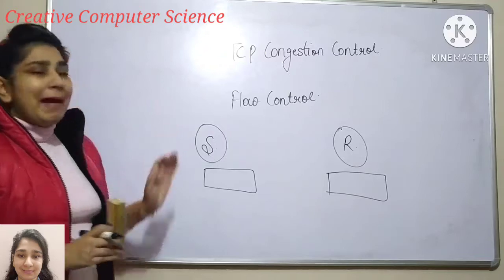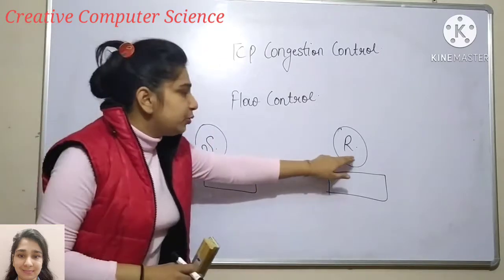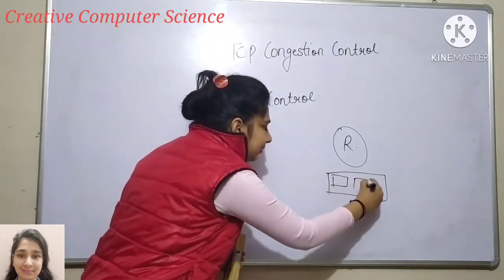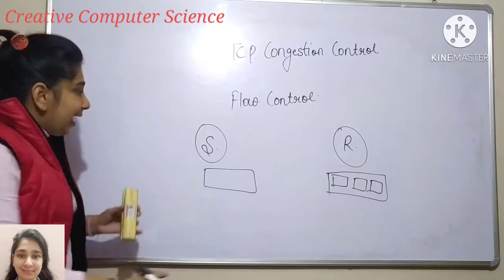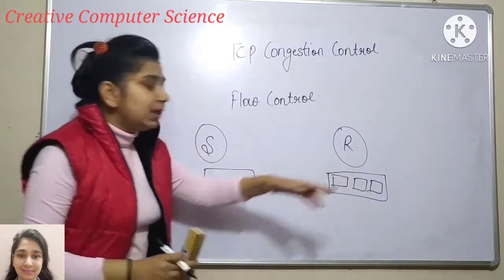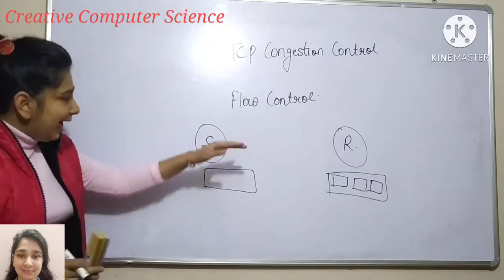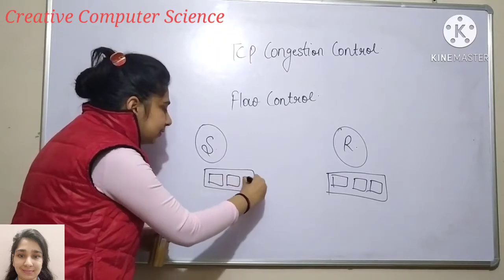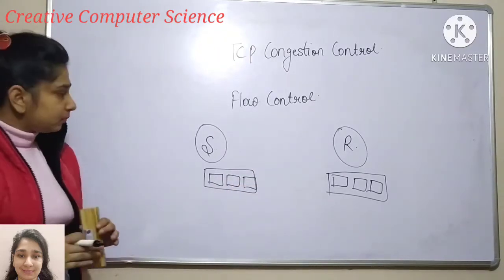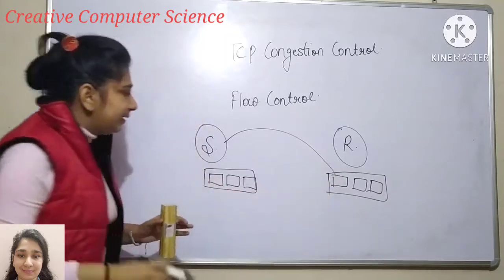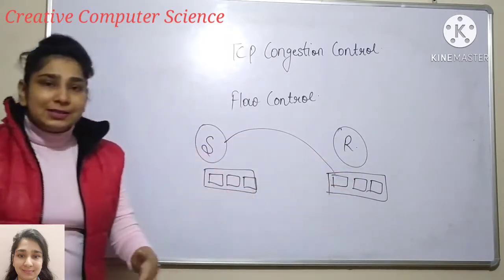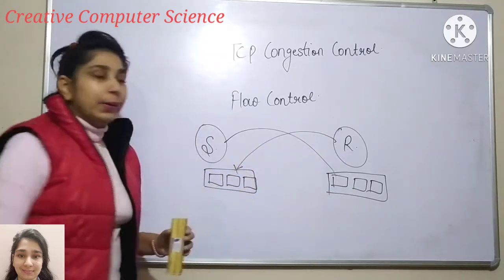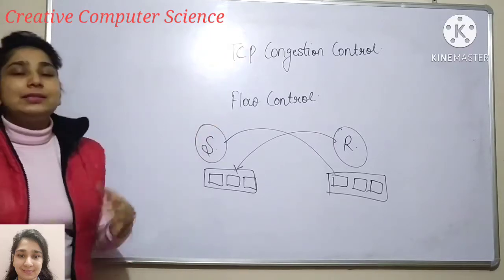All the packets which the sender is sending to the receiver are going to be stored in the buffer like this. And all the packets which the receiver is sending to the sender are going to be stored firstly in the buffer or window of the sender like this.